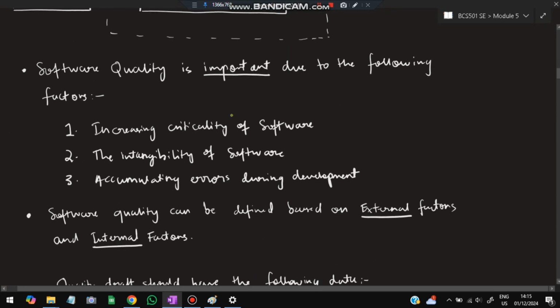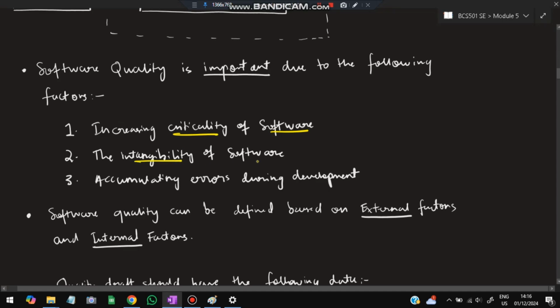Software quality is important due to the following factors. Increasing criticality of the software. Criticality means importance. The software is very important. Why? Because large systems and large organizations are dependent upon the software. So the criticality, the importance is very high. So the quality is important because it should not fail in important times. Increasing criticality of the software, due to that software quality is important.